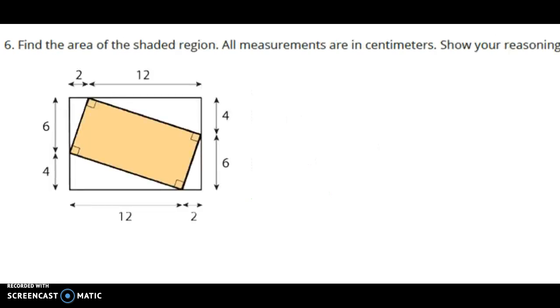6. Find the area of the shaded region. All measurements are in centimeters. Show your reasoning. Okay, so for this one, what we really need to do is we're going to have to figure out a base and a height. And what's tricky is they don't actually give us any of those measurements. So we're going to have to figure all of them out on our own. Let's see how we can do that.